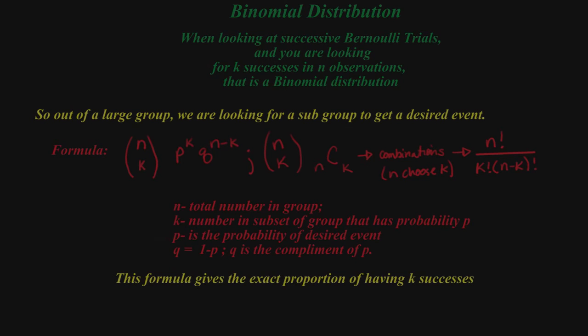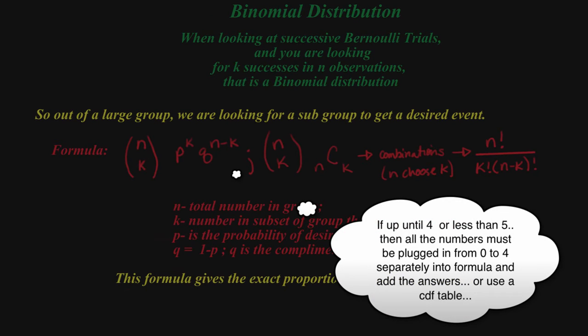This formula is for exact probabilities. So if you want exactly 4 people, you use this formula. Okay? If you want up until 4 people, so if you want 4 or less people got an A, that would be 1, 2, 3, and 4. And actually 0 as well, right? So you would have to do a separate formula for k being 0, 1, 2, 3, and 4. And then you would have to plug in the different values here and add them all up.